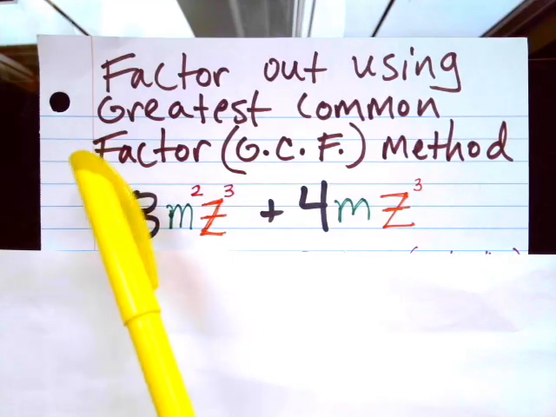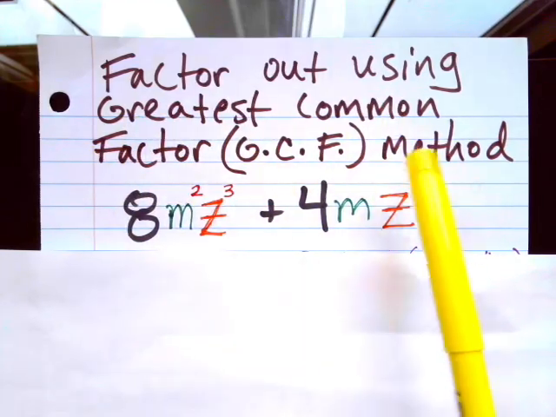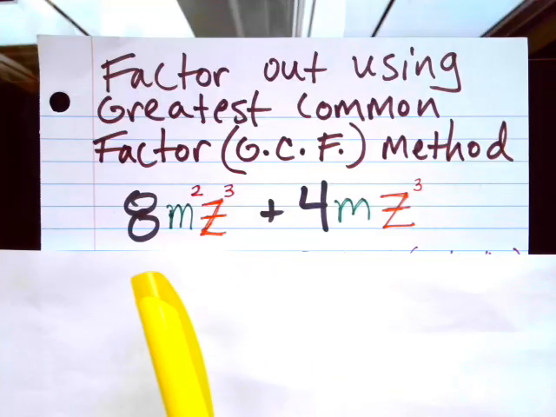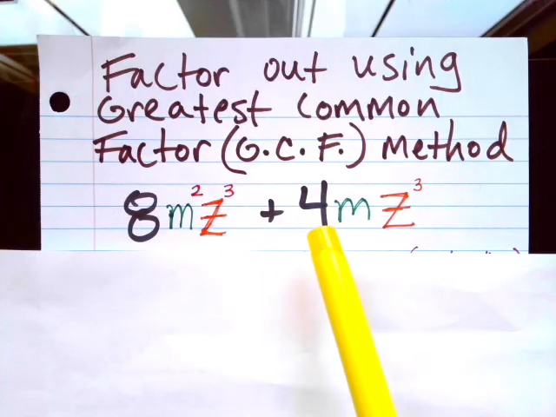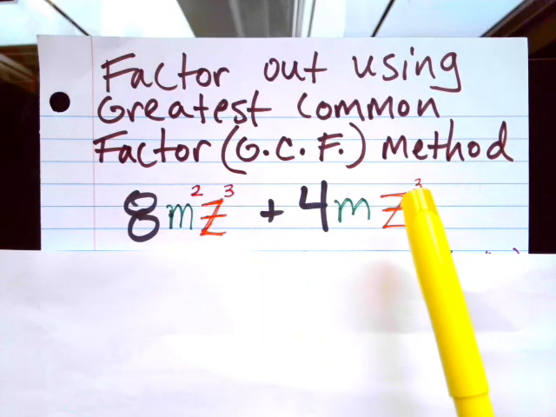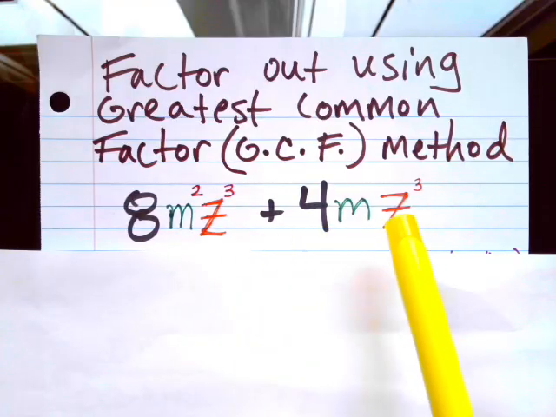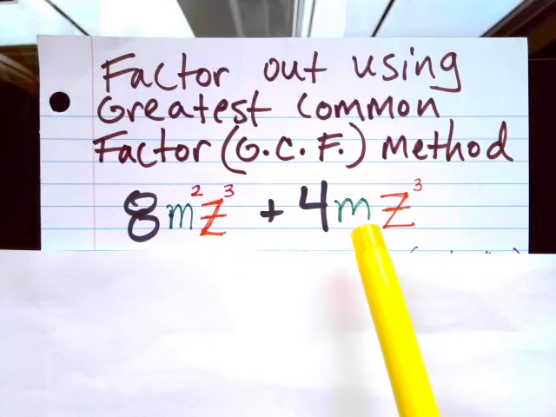So we're going to continue a different problem, factoring out the greatest common factor method. Here we've got 8 times the quantity of m squared times the quantity of z cubed plus 4 times m times z to the third power. These are both different terms.